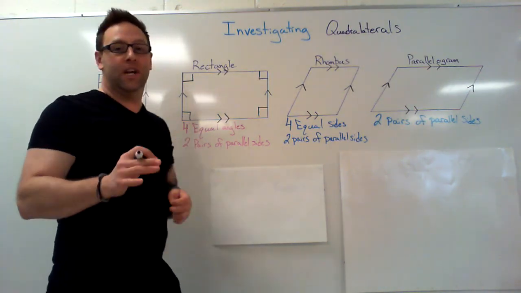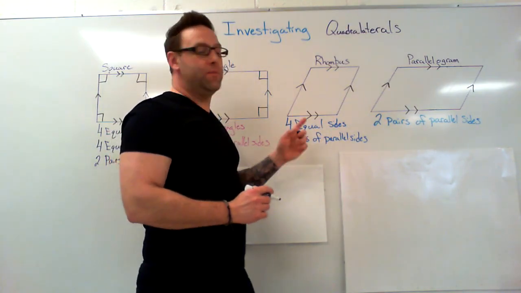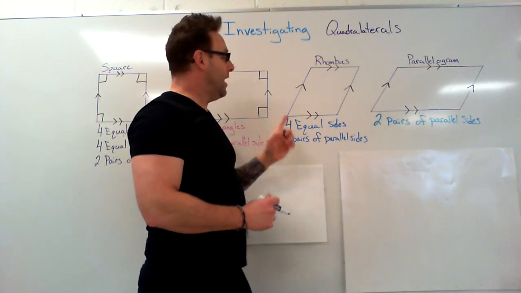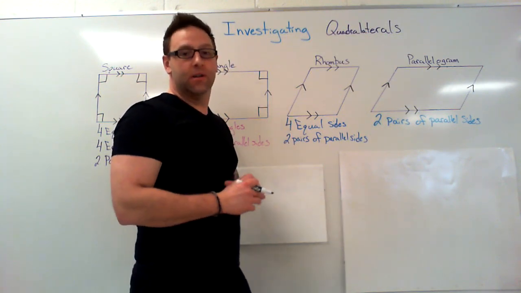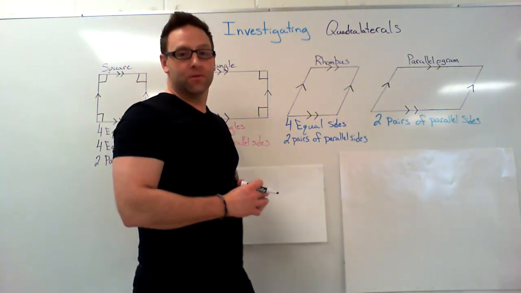Now, let's change the angles. Over here, we've got a rhombus. The rhombus has four equal sides, okay? And it still has two pairs of parallel sides that we can see with the directional arrows.